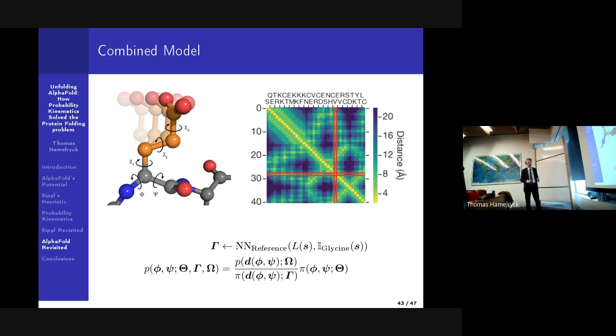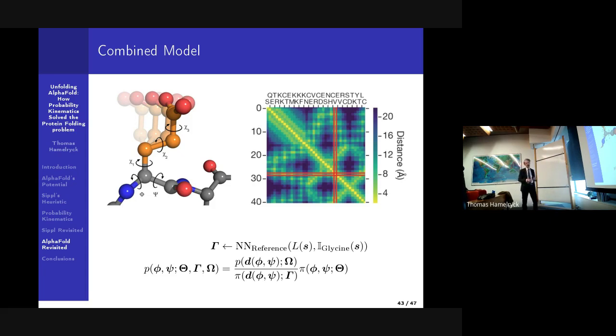And then the final probability distribution that they create is: they have a prior over the angles. They have a predicted distribution, so this is specific for a protein. They have a probability distribution over the distances, again specific for a protein. And then they have this reference distribution.